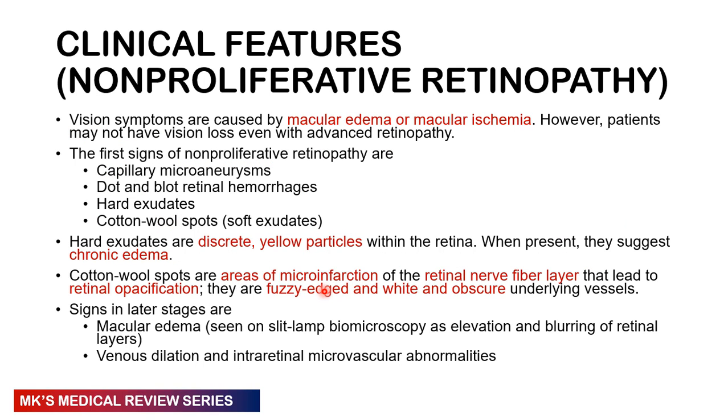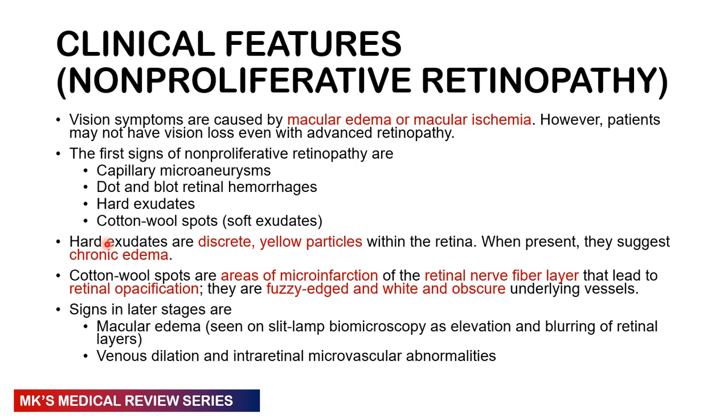So what are some of the clinical features that we get? So remember two main groups: non-proliferative retinopathy, proliferative retinopathy. So in the non-proliferative retinopathy, you get symptoms that are caused by macular edema or macular ischemia, but patients may not have the vision loss even with the advanced retinopathy. So the first signs that you see are your capillary microaneurysms, your dot and blotch retinal hemorrhages, your hard exudates, and your cotton wool spots, which are essentially your soft exudates.